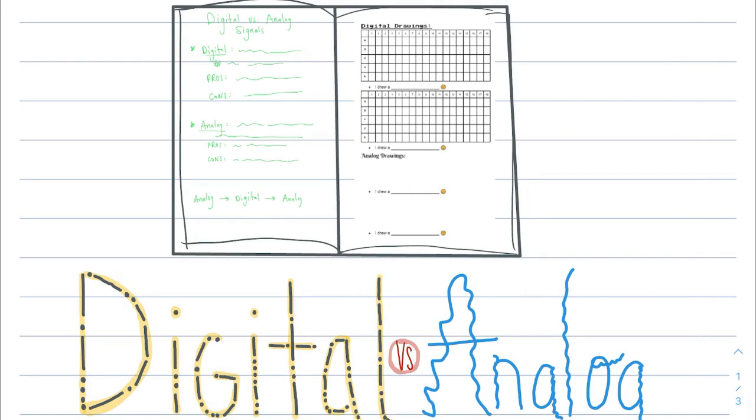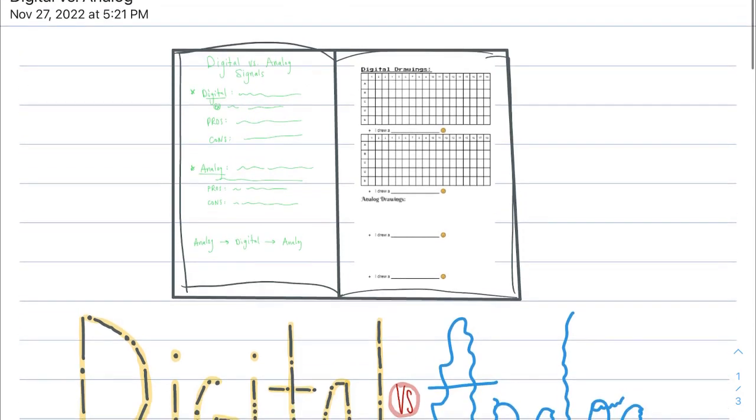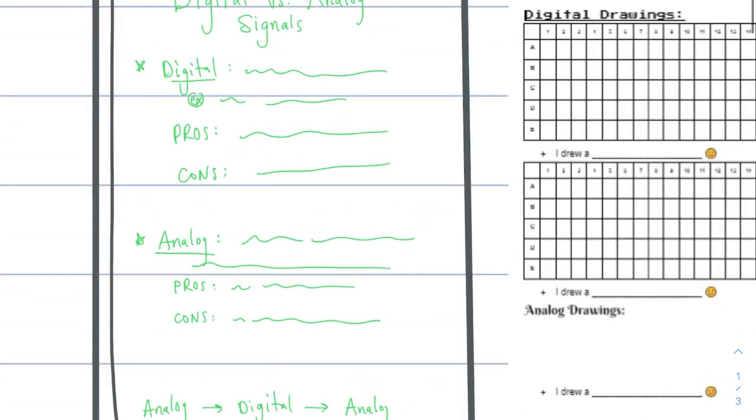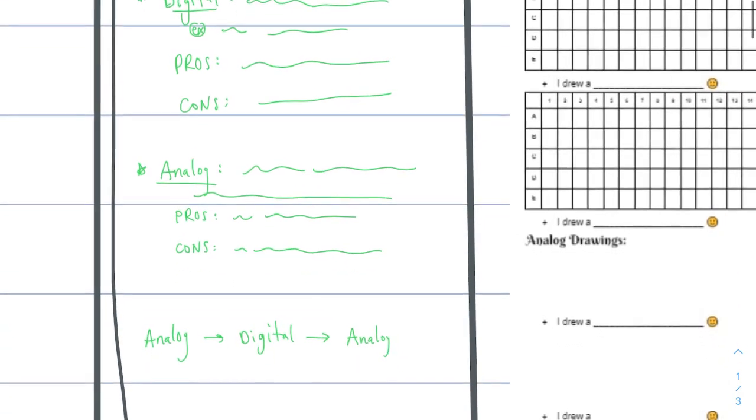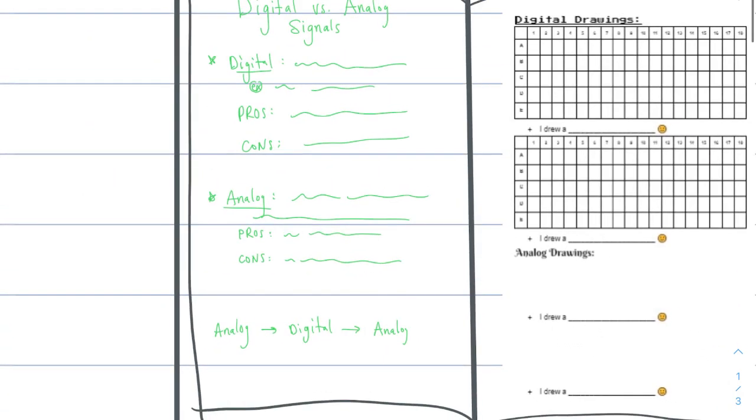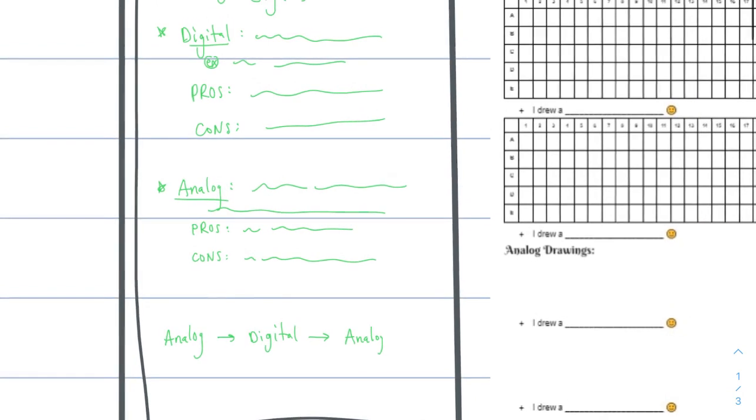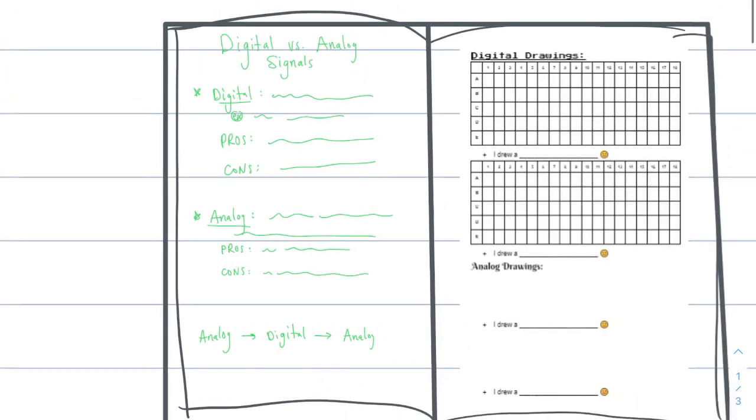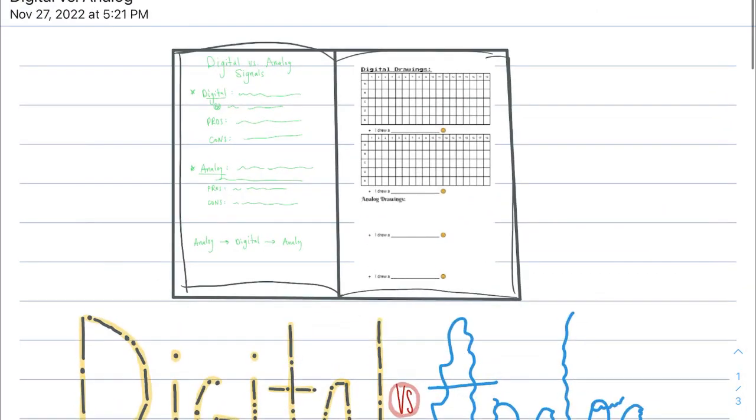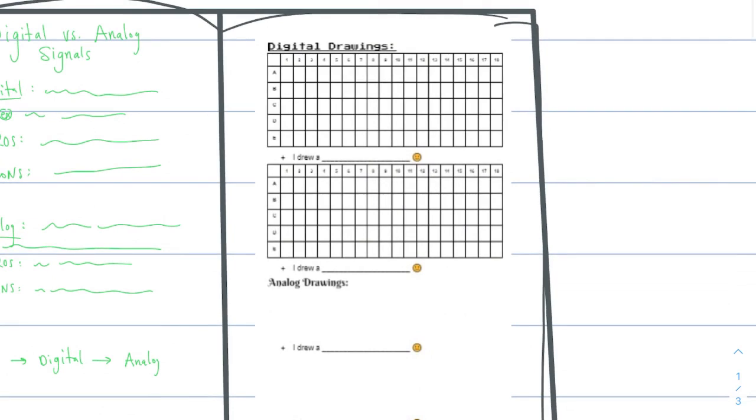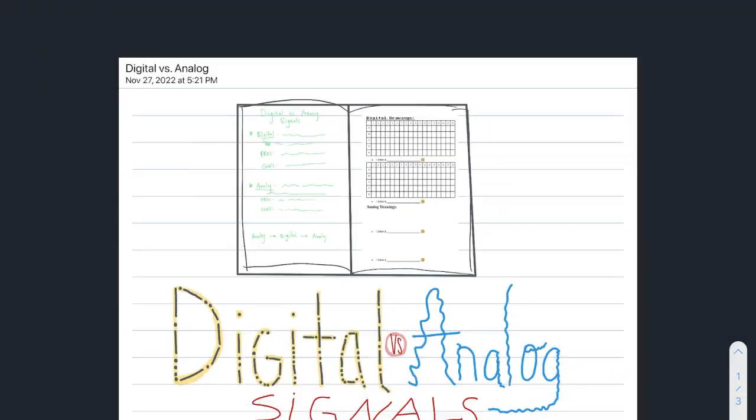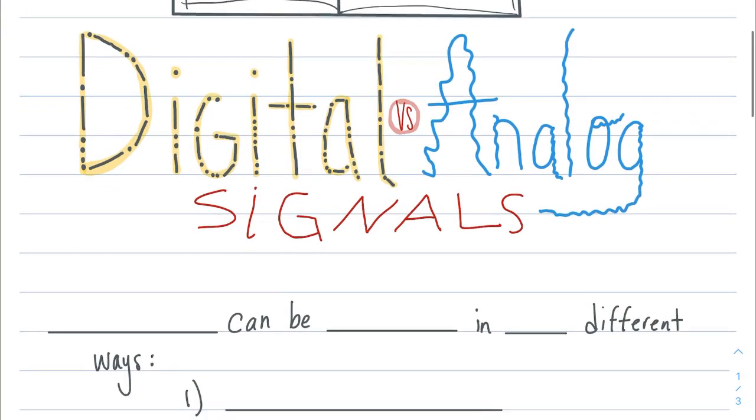And today, we're going to learn about the differences between digital and analog signals. So as you can see, we'll look at the pros and cons of digital, the pros and cons of analog, and then we'll look at how we are currently using digital and analog signals to transmit information. We'll finish off with this extra science notebook page, which is going to be printed so that we can then use these different grids here to make some drawings, some digital drawings and some analog drawings.